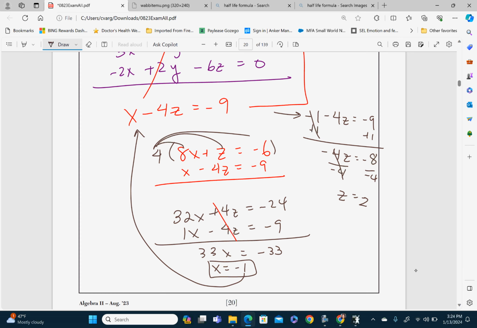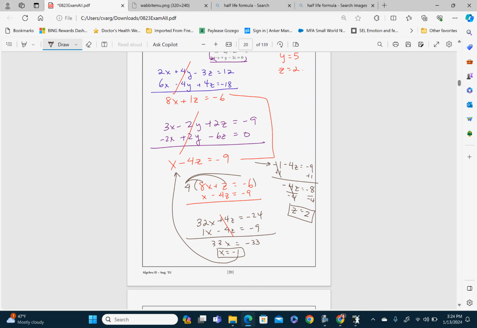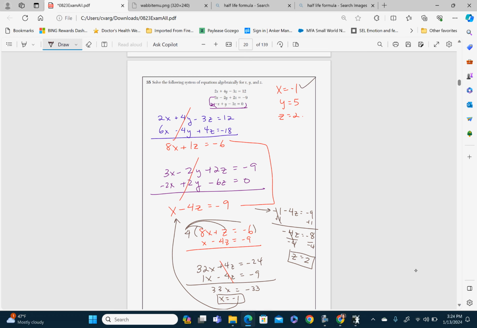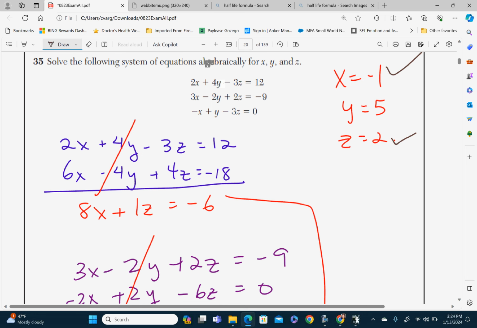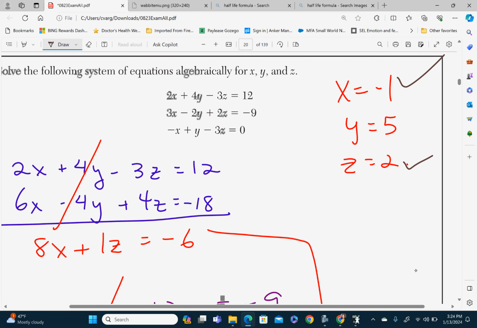Okay, so now I have my x, I have my z. I can go back and I can check my work, right? X equals -1 I got, and z equals 2. How do I get y? I take it and plug it back into one of my originals, right? So here's my originals. I can plug it into whichever one I want. So why don't I plug it into the last one? Okay, it's the easiest looking one.